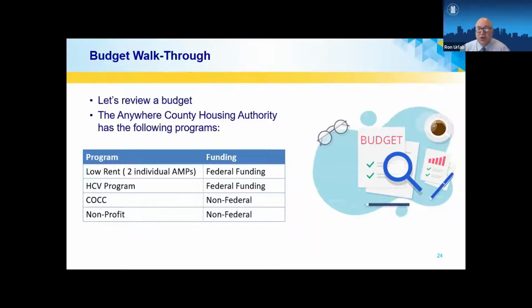So we're going to go through kind of an example budget here. Let's look at this agency. They have 2 AMPs in public housing. They have a housing choice voucher program. They have a central office cost center, and they have a component unit. They've spun off a nonprofit corporation. So these are the programs of this housing authority. So Rose, if you can pull up the Excel spreadsheet.